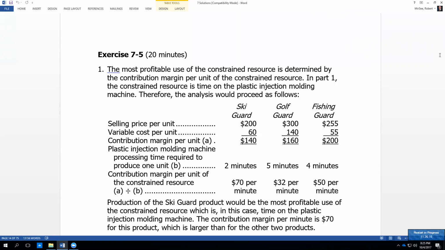So again, we figure out what's the most profitable thing to make on the basis of whatever the constrained resource is. In this case, it's time. So we figure out how much can we make per minute. What if it were pounds of pellets? If we can only get so many pellets, we make the product that gives us the most profit per pellet.